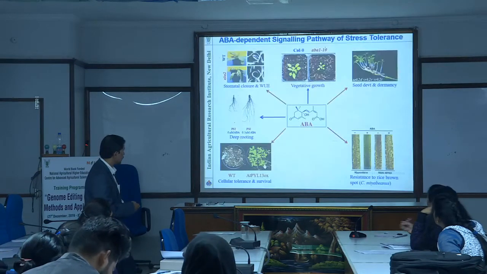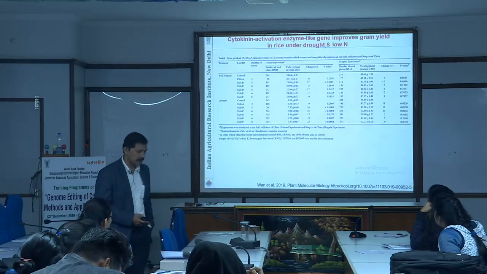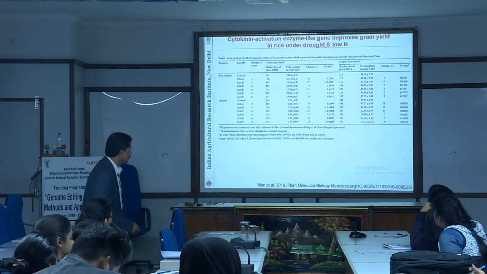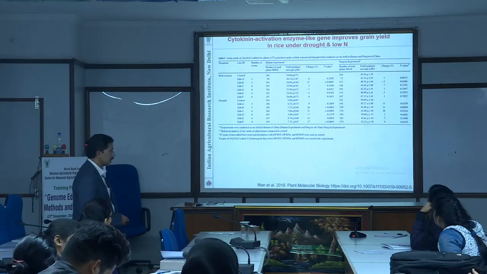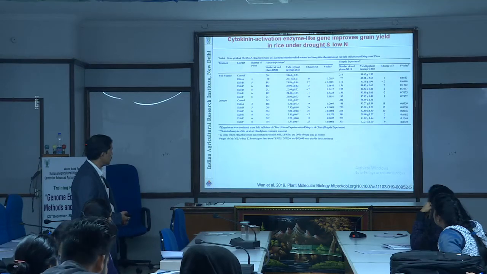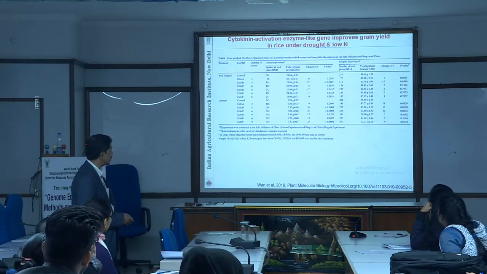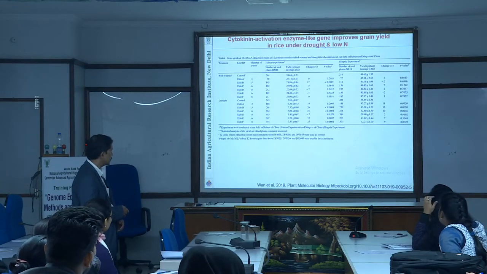So the CRISPR approach not only helps in producing stress tolerant plants, but it also helps to engineer a lot of alleles which may be naturally present, which we may not know, and then to understand the function of that particular gene.